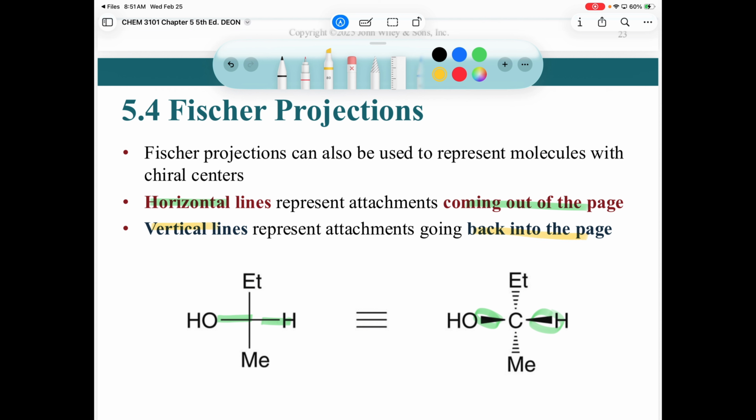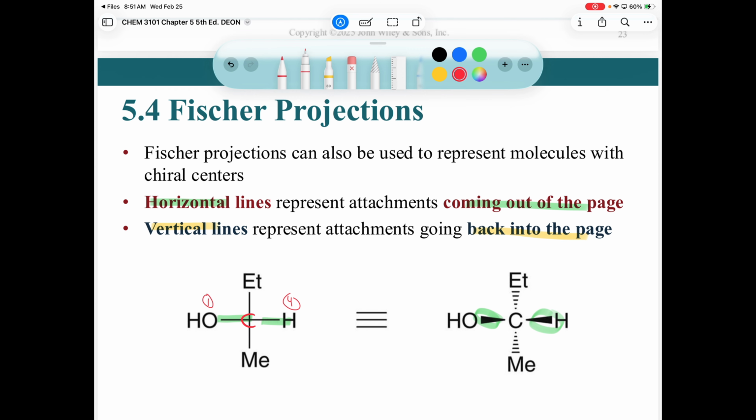Now, looking at this carbon, all of us can tell that it's a chiral carbon, because it's attached to 4 different groups. Now, is this carbon R or S? Let me show you how to do it relatively quickly. So we have 1. Obviously, the hydrogen is number 4. Which one's higher priority, ethyl or methyl?